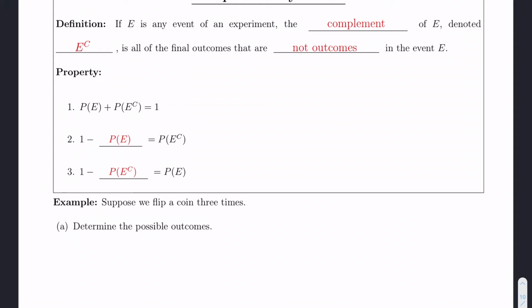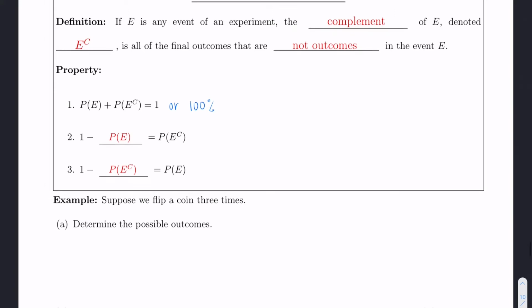Now we're going to start talking about complementary events. There are 3 rules right here, which, really, is just one rule, but there are 3 different ways of writing it. It basically says that the probability of an event plus the probability of that event's complement is going to equal 1, or 100%, right?